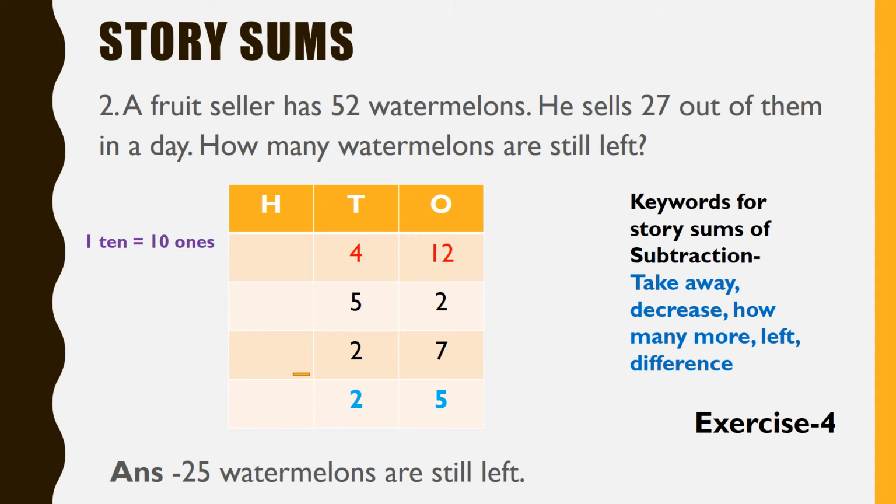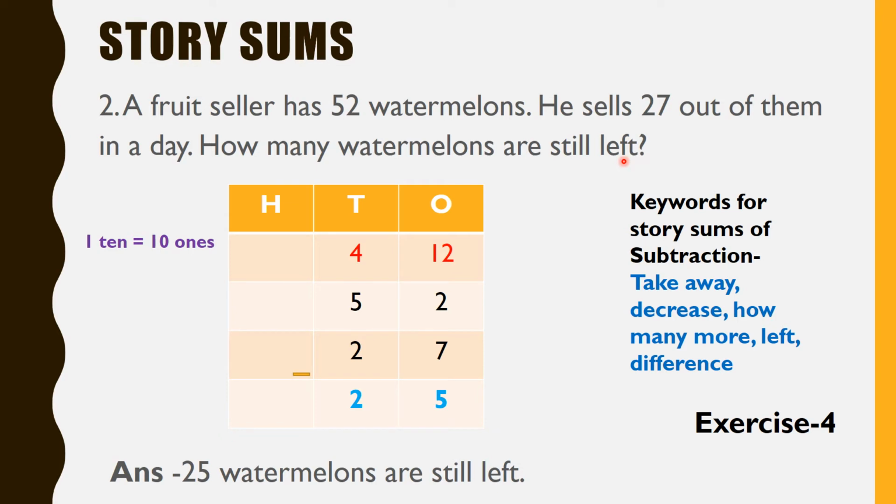First point. Again, as I said, in a story sum you have to look for the keywords, right? For subtraction, the keywords are take away, decrease, how many more, left, what is the difference. In this example you can see how many watermelons are still left. That means left is the keyword, right? So from this we can observe that we have to do the subtraction.